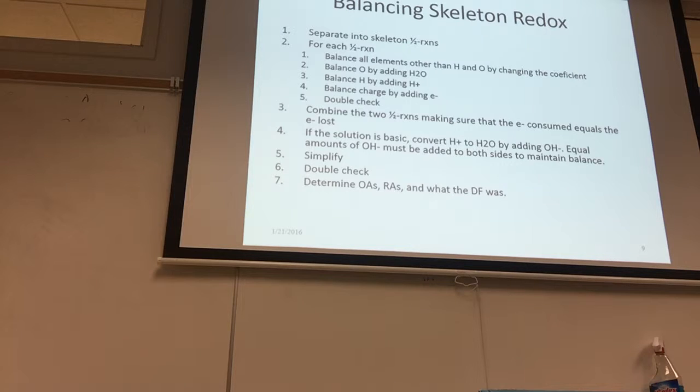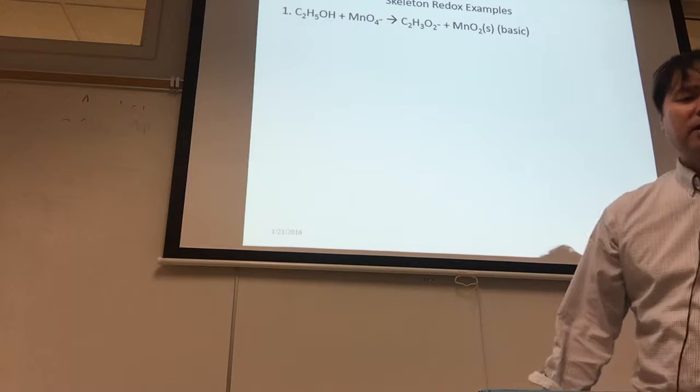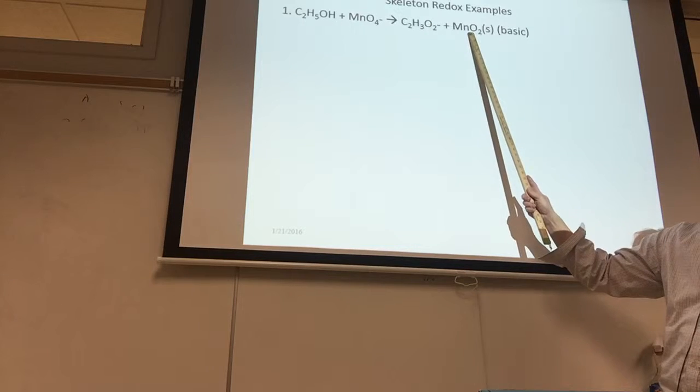The difference between the chart method and skeleton redox is, in skeleton redox, you're given the major products. And so, for example, here are the major products.